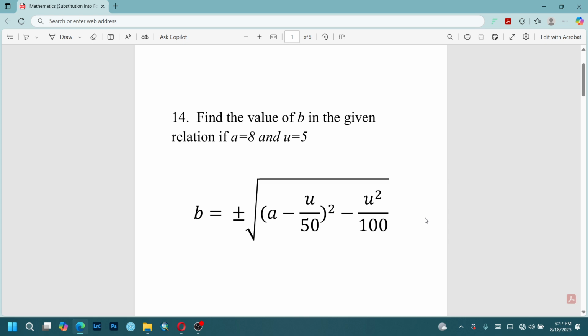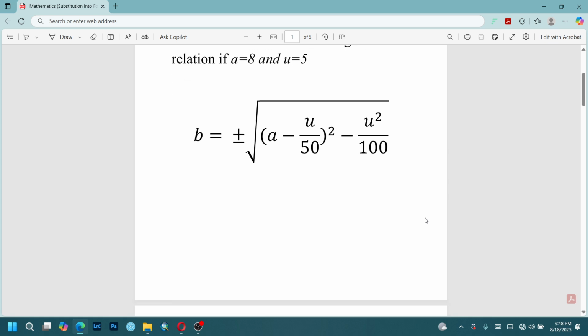b equals plus or minus the square root of a minus the fraction u over 50, in bracket squared, minus the fraction u squared over 100. So we have to find the value of b in the given relation if a is 8 and u is 5. Okay, so let's quickly solve it.